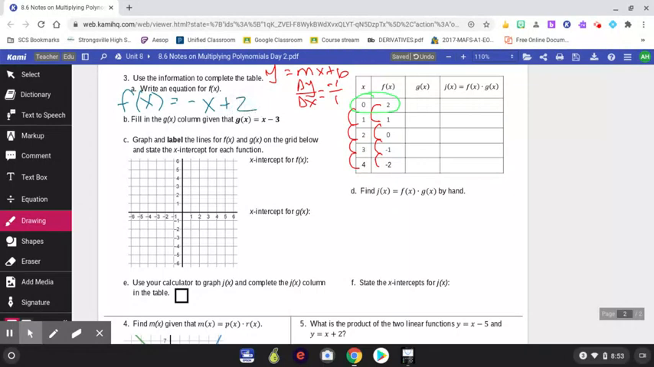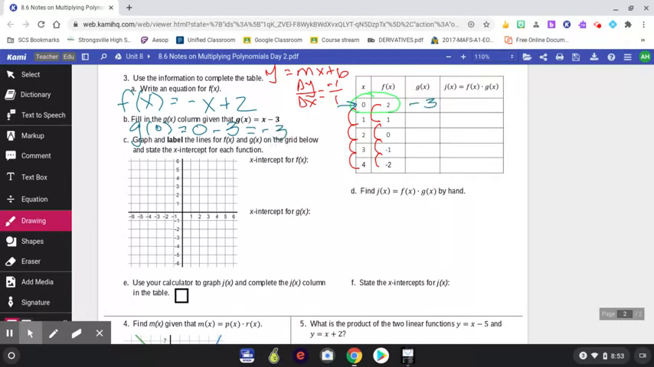B says fill in the g of x column, given that g of x is equal to x minus 3. So I have a couple of options. I could either substitute x values in to the g equation to fill out my table, or I can use my graphing calculator. Okay, so again, I could evaluate g of 0, since that's my first x value. And that means I would replace x with 0. So 0 minus 3, which is negative 3.